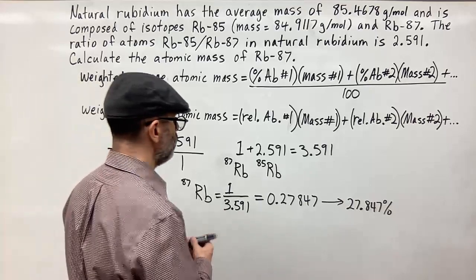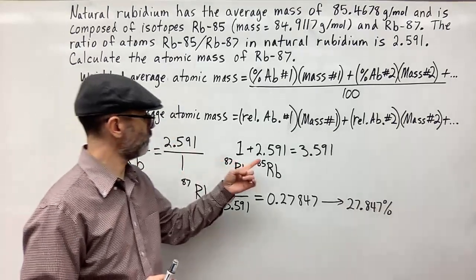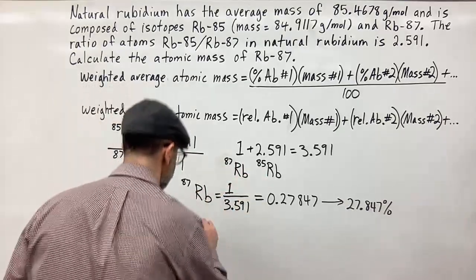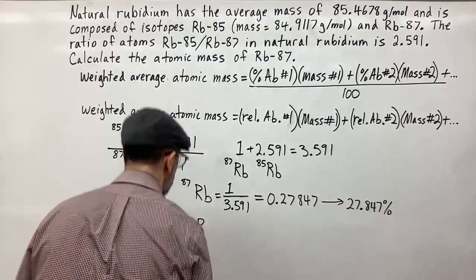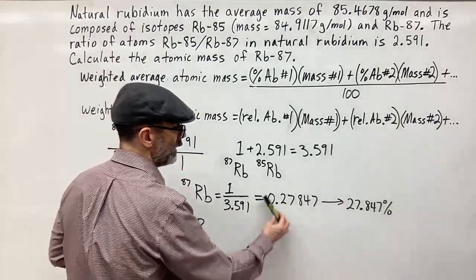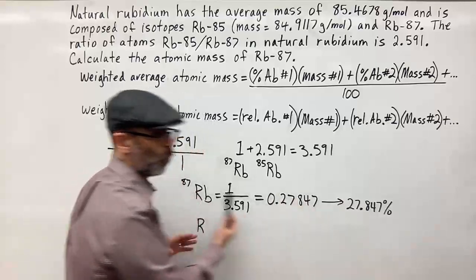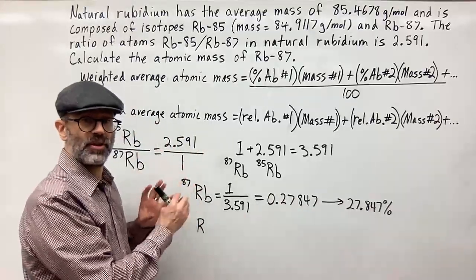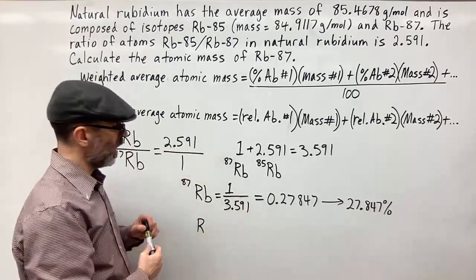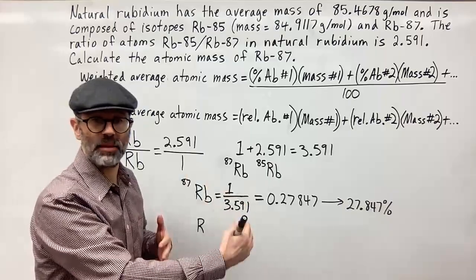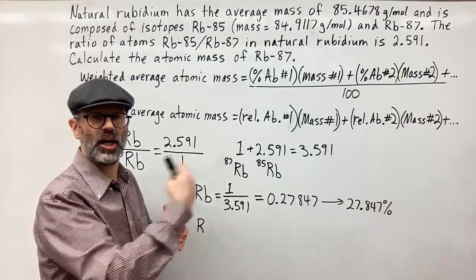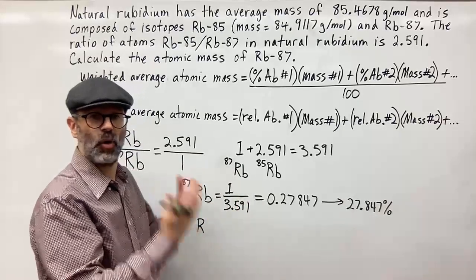And then I can do the same thing with regard to rubidium-85. Or another way is I could just take this and subtract it from 1. Remember, because all of the relative abundances add up to 1, right? Just like all of the percent abundances add up to 100. If I divide 100% by 100, I get 1.